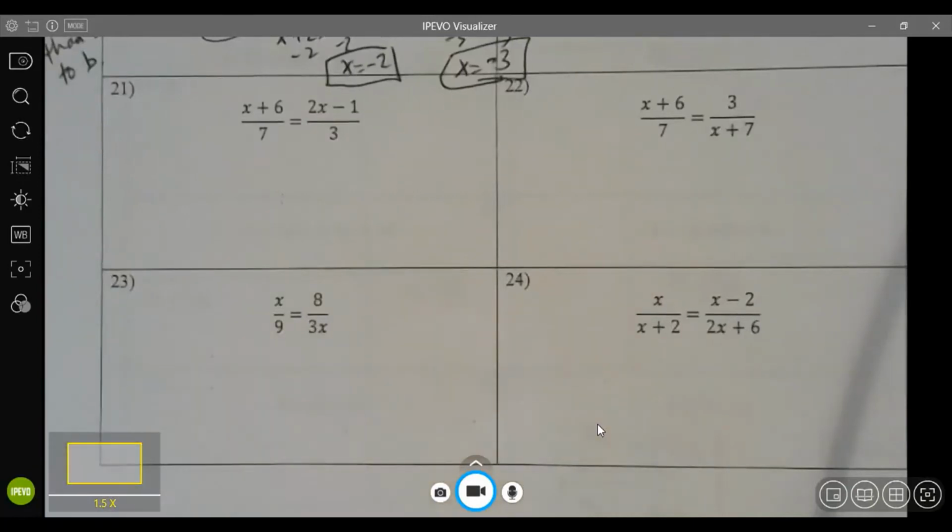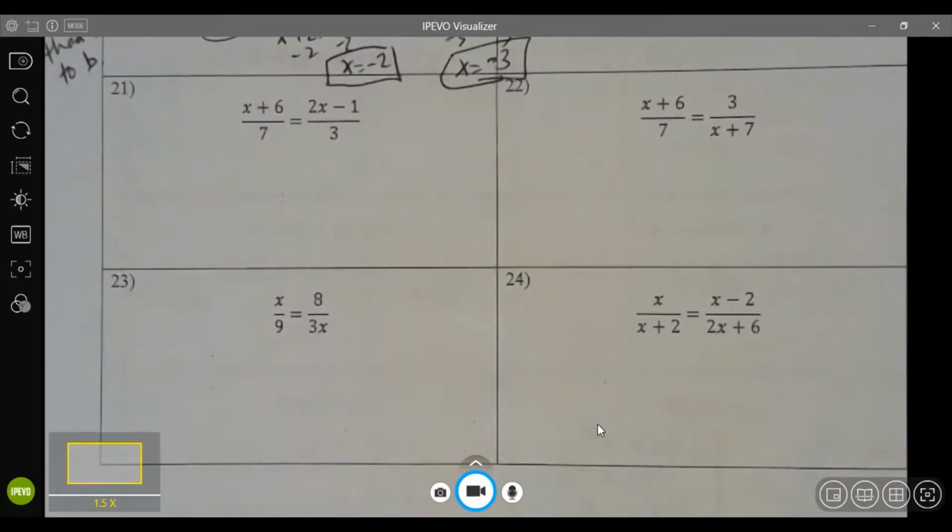So I stopped in the last video at number 20, and I want to go ahead and give you an example in numbers 21 through 24. In this group of problems, you have two proportions equal to each other, or two ratios equal to each other. So you're just going to solve this like you would solve a proportion. You're just going to cross multiply in order to solve each of these.